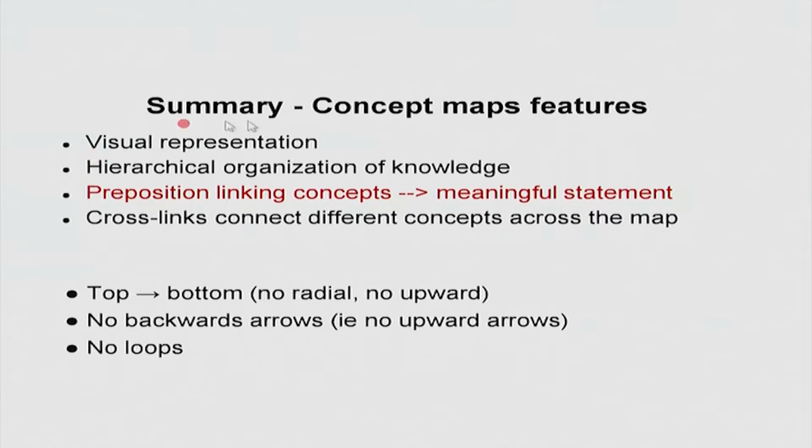So, to summarize, a concept map is a visual representation depicting the hierarchical organization of knowledge. There are prepositions that link to concepts, and most importantly, these prepositions need to form a meaningful statement. Usually concept maps are top to bottom, and usually we don't have loops or backward arrows. So this is not like a flow chart.